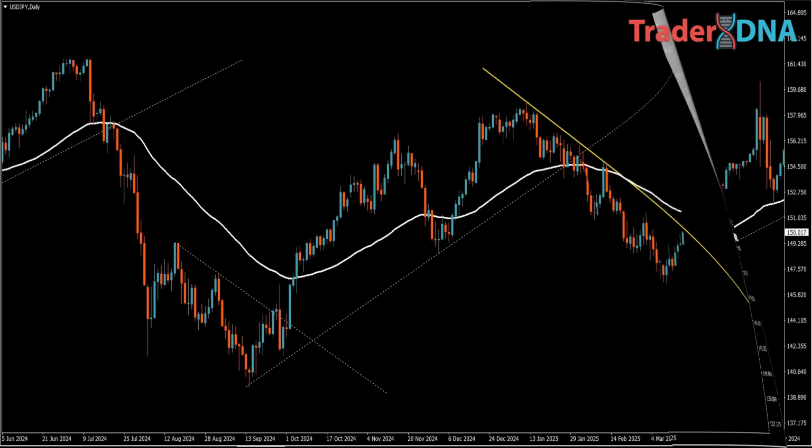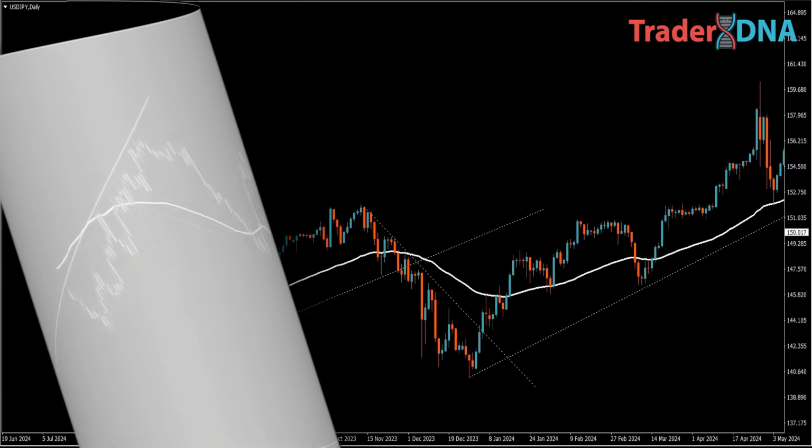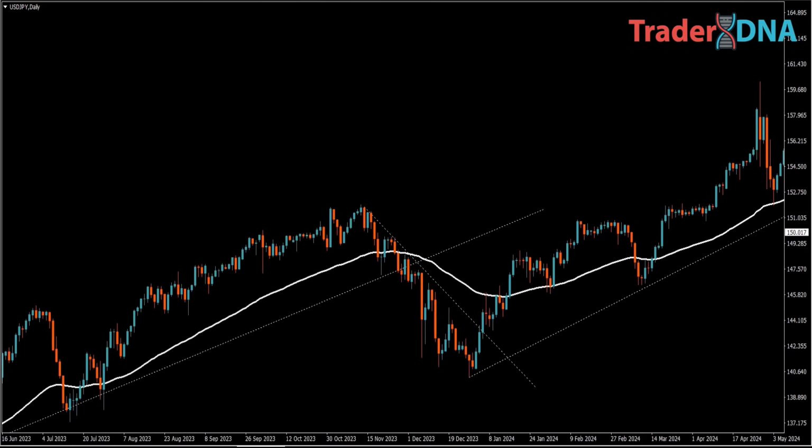So let's jump in. At first glance, this strategy might seem simple, but don't be fooled. This is an advanced trading strategy. That's why you need to pay close attention and follow each step carefully. Even the smallest details can make a huge difference in how this strategy plays out. All right, let's break it down.